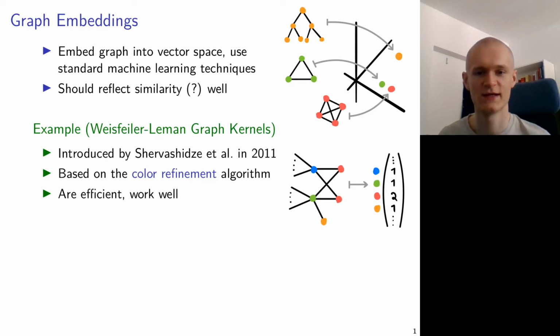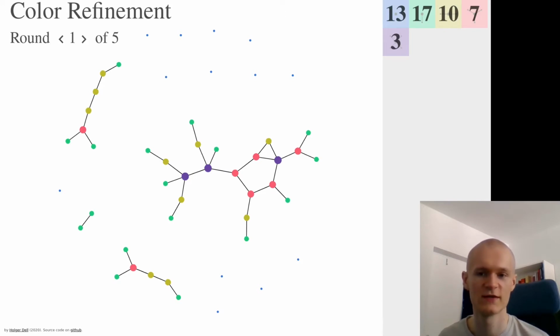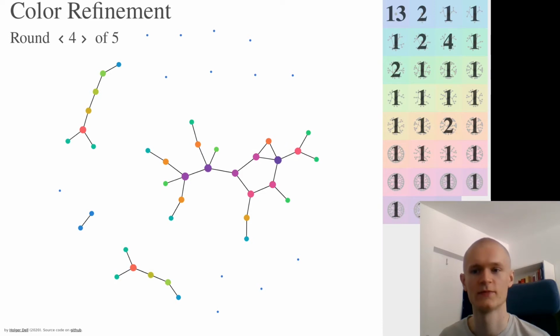To get a better understanding, let's check out a demonstration of color refinement created by Holger Dell. For color refinement, you take a graph and color all its vertices with the same color. And then, in every refinement round, two vertices get different colors if they have a different number of neighbors of some color. So for the first round, this means that vertices are distinguished based on their degree. And from there, you continue like this until you reach a stable coloring that doesn't change anymore.